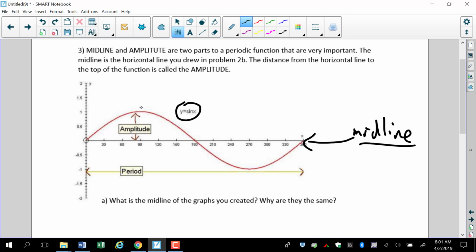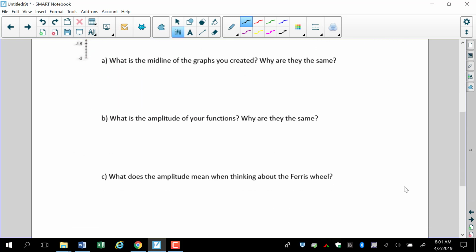So it went from 0 to 0, and there was a 0 in between here, but keep in mind, it went up and went down, back to here. It's going to go up, down, and back. So the midline of the graph that we created was 225. Why are they the same?